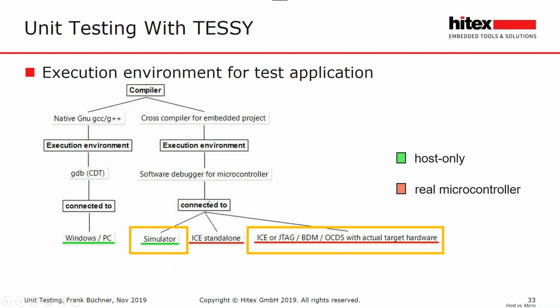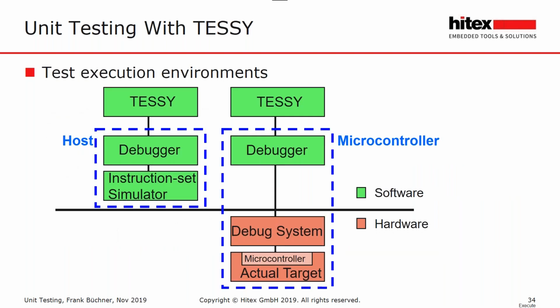Let's have a look at these two situations here, where you execute on the host only and on the actual microcontroller on the left hand side. You see that the debugger acts as instruction set simulator and no hardware is involved. On the right hand side, you see that the debugger acts as interface to a hardware debug system, a BDM debugger, JTAG debugger, or something like that, and the tests are executed on the actual target hardware.